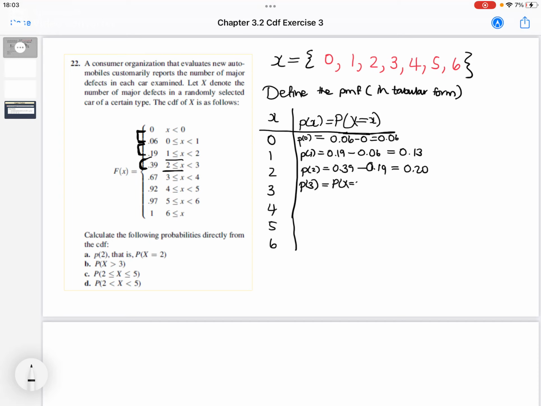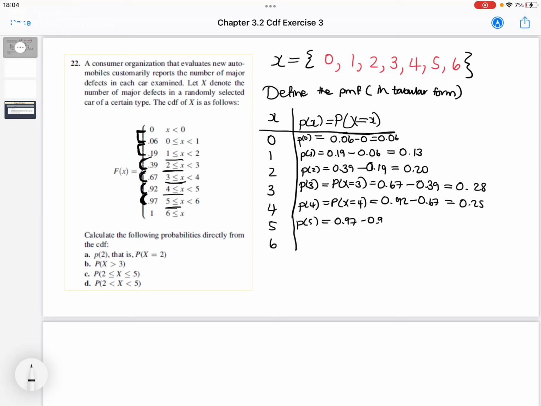P3 is the probability that x is equal to 3. Looking at that interval, it's the jump there, the difference between 0.67 and 0.39, which is equal to 0.28. P4, the probability that x is equal to 4, is the difference of that jump, 0.92 minus 0.67, which is equal to 0.25. Then P5 is equal to the jump between those two, 0.97 minus 0.92, which is equal to 0.05. And lastly, P6 is equal to the difference between those two, 1 minus 0.97, which is equal to 0.03.